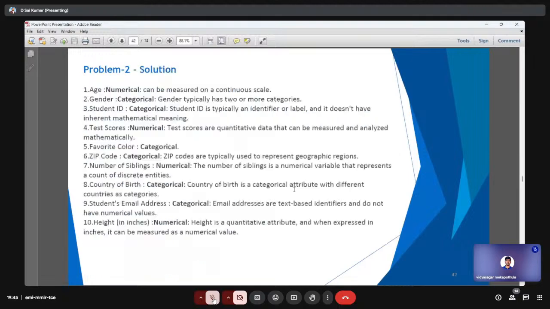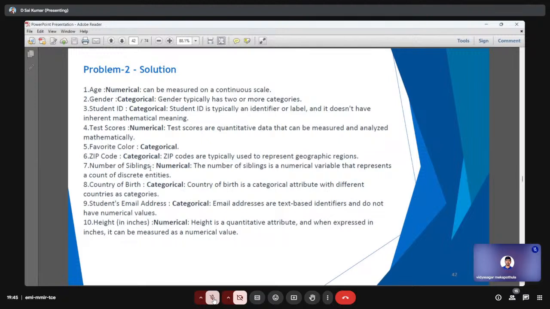As an example, we have age. Age is numerical, as it can be measured on some continuous scale. Gender is categorical, where gender typically has two or more categories. Student ID, again categorical. Student ID is generally an identifier or label, and it does not have mathematical meaning. Test scores, favorite color, which is categorical. Zip code, again categorical, taken from a limited set based on the region where an individual lives.